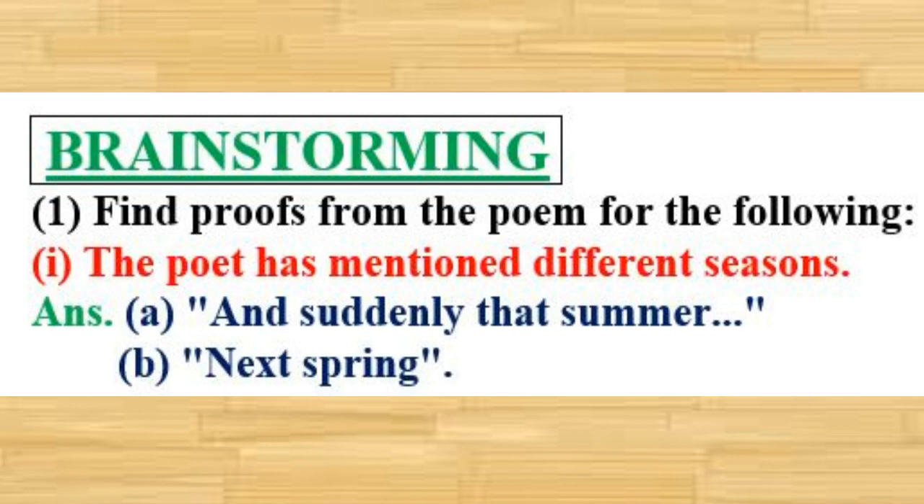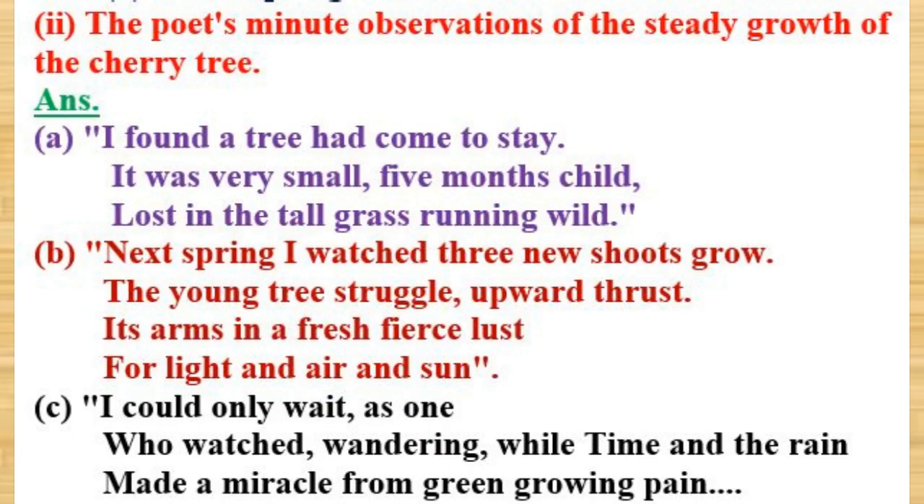Now, let's see brainstorming activities. Number 1, find proofs from the poem for the following. Number 1, the poet has mentioned different seasons. Answer A, line: And suddenly that summer... B, next, spring. Next sentence, the poet's minute observation of the steady growth of the cherry tree.